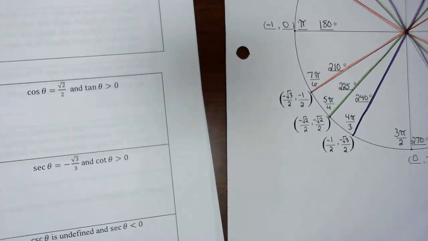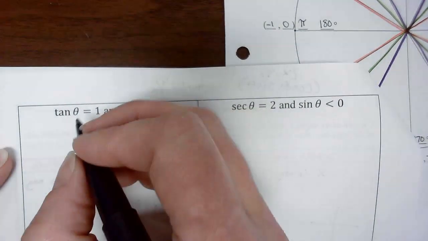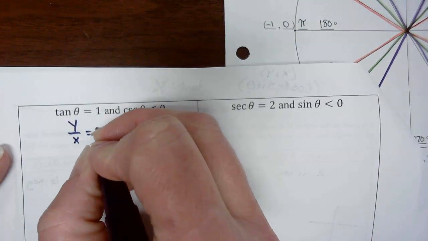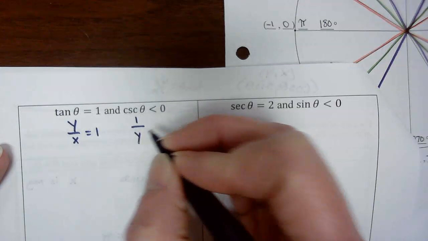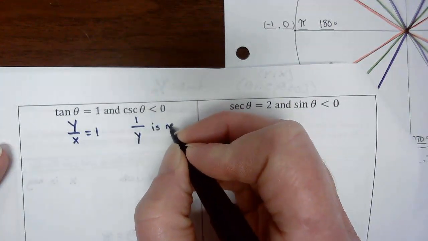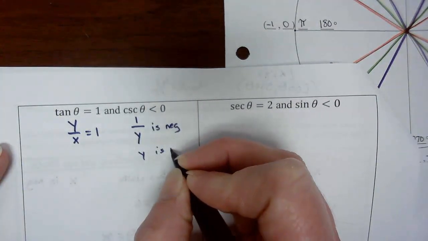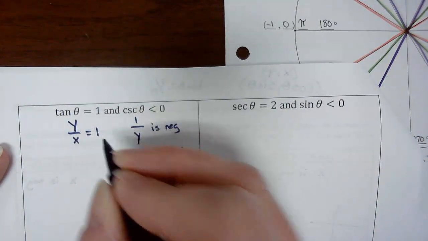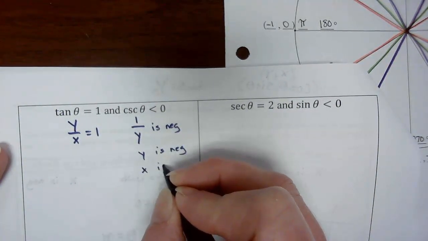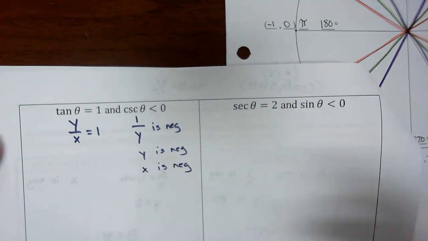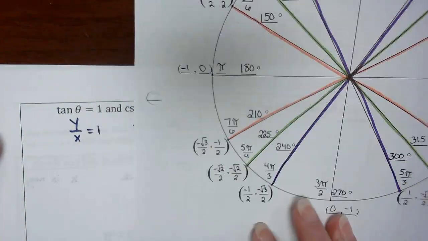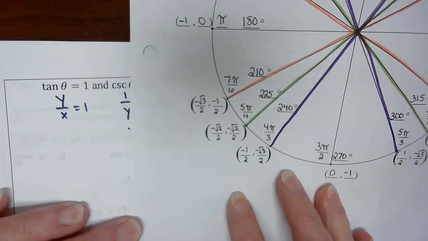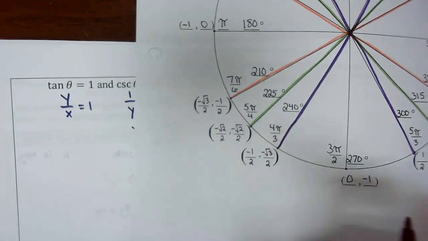Let's try a few more. Tangent is 1. So y divided by x is 1. And cosecant, that's 1 divided by y, is negative. Well, that means y is negative. And if y divided by x is positive, that means x is negative. So I've got a negative and a negative, but how would I divide the y and the x and get a 1? Well, they'd have to be the same number, which only happens there.